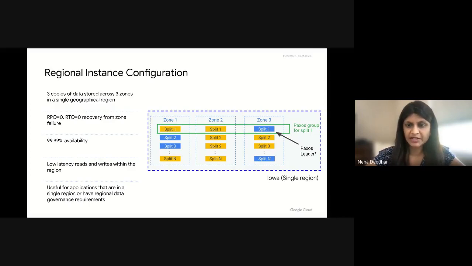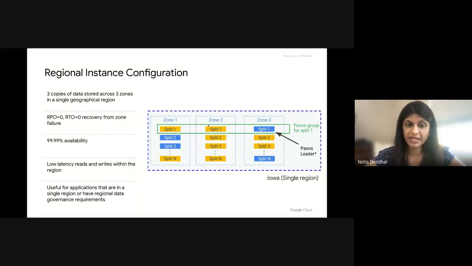The reason we do that is to ensure that if some servers go down or even a zone goes down, you continue to have your data available. So in this case, you see that your splits are replicated across 3 zones. Even if zone 1 was to go down, you will still continue to have 2 copies of your data available in zone 2 and zone 3. And that way, your database can continue functioning even in case of a zone failure.